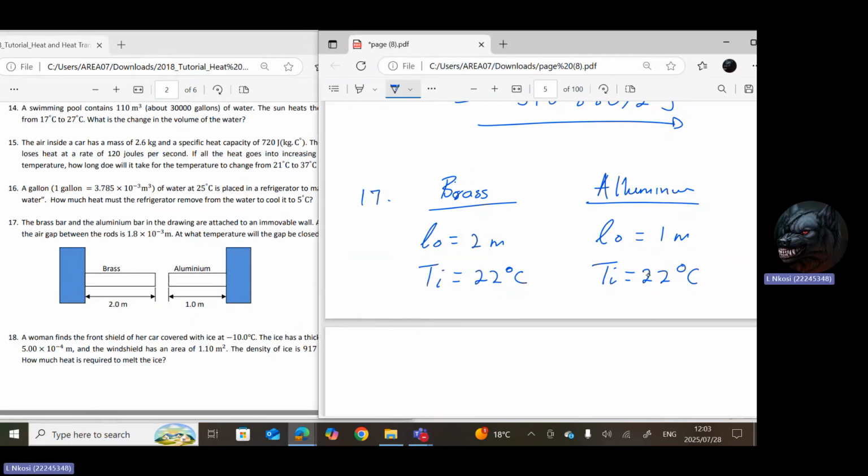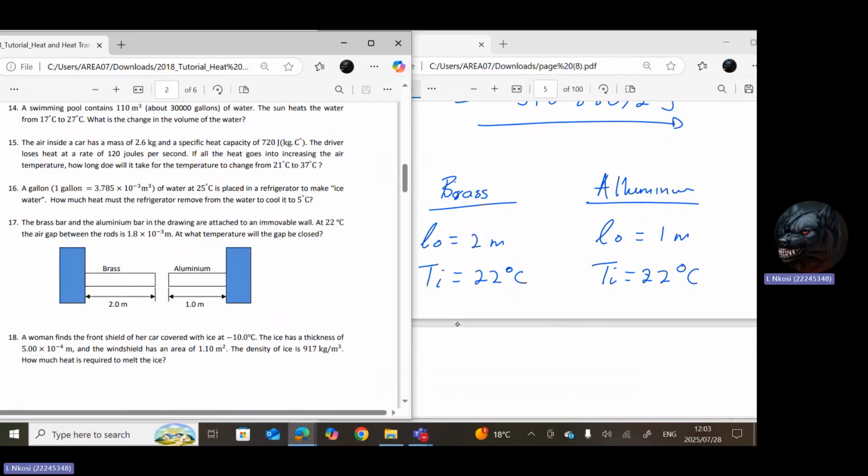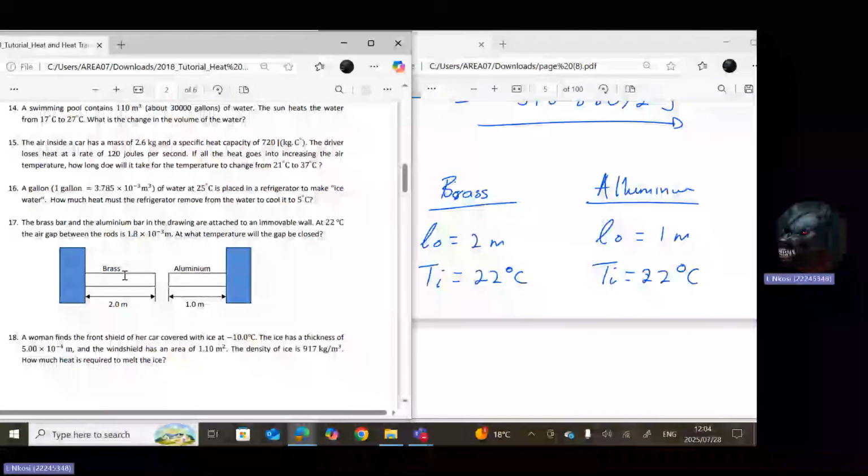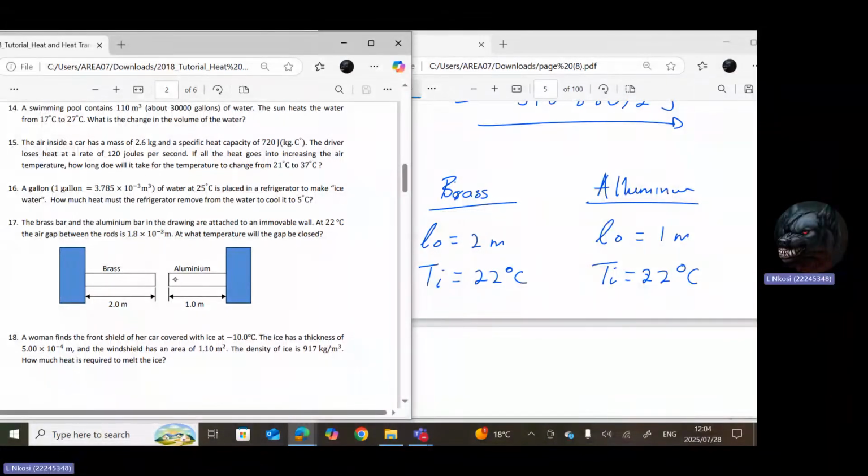The air gap between the rods is given. At what temperature would the gap close? Okay, this one is very easy. Just think about it. The aluminum and the brass are going to expand. So they expand, the brass goes this way, the aluminum goes this way, until this gap closes.